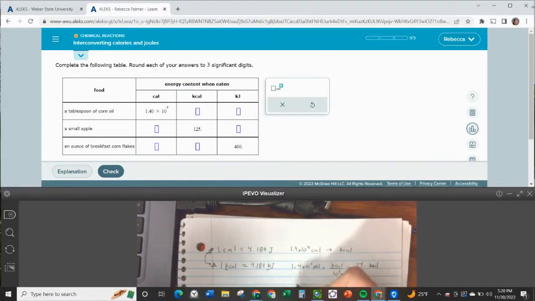Another way we can do this is we can take this number, 1.4 times 10 to the 4, and we can write this out. We could do 1, 2, 3, 4.